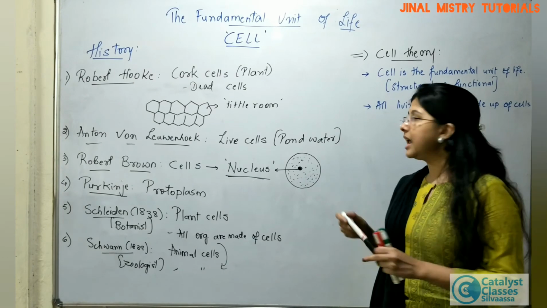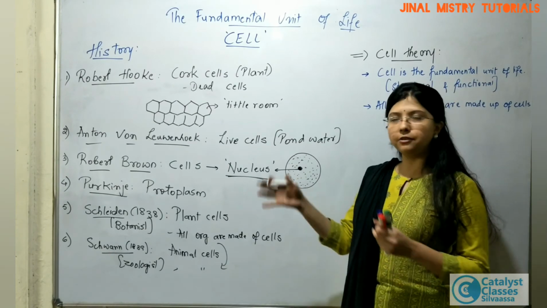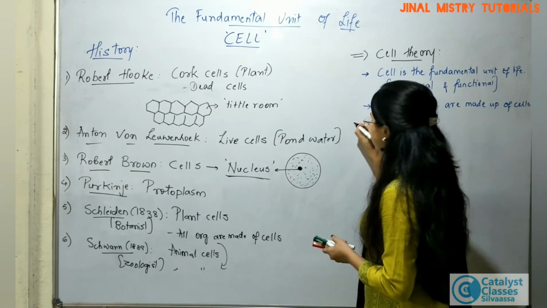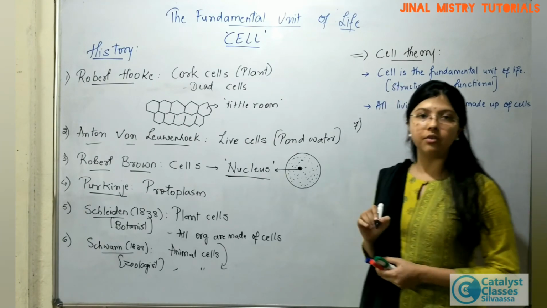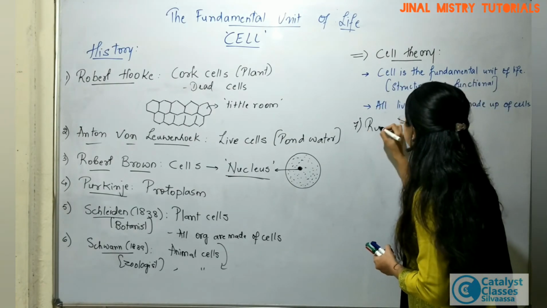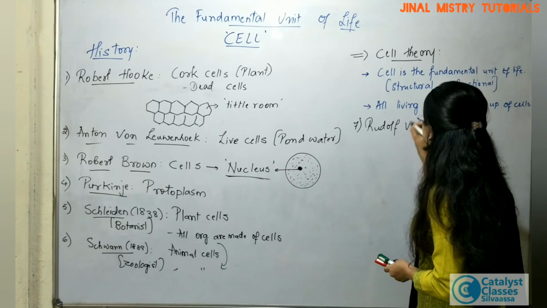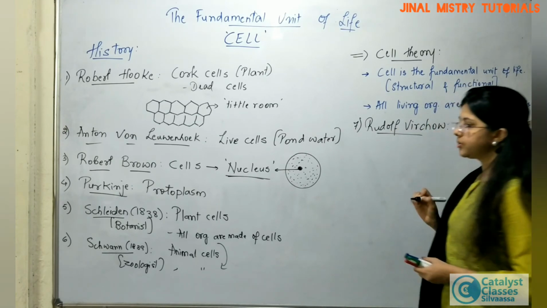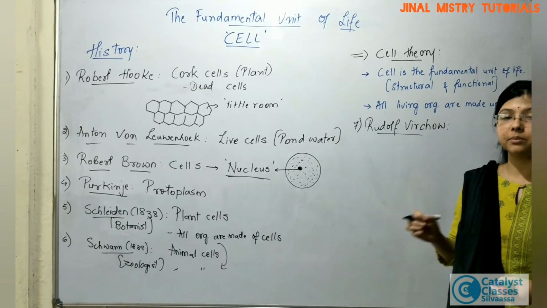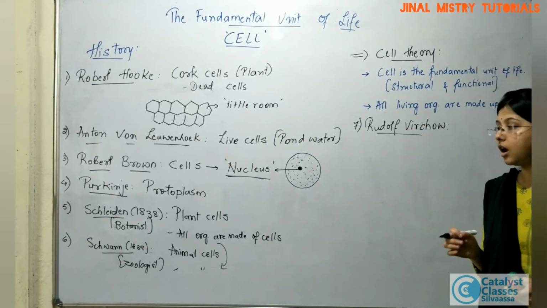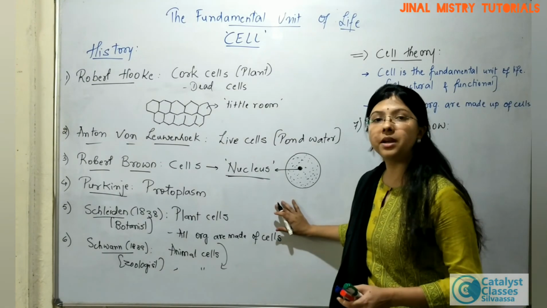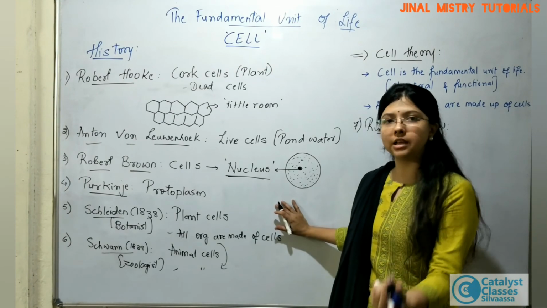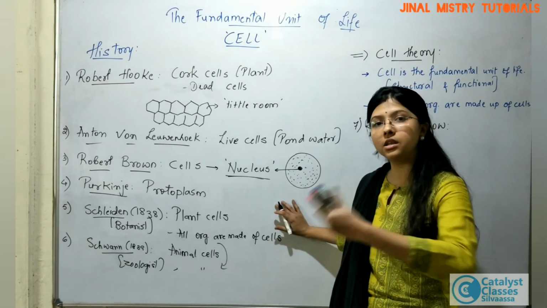Later, somewhere around 1855, there was another scientist who came up with a discovery. The name of that scientist was Rudolf Virchow. Now, what did Rudolf Virchow say? He also studied cells, but he was mostly interested in finding out that if living organisms are made up of cells, how are new cells formed? How do cells come into existence?